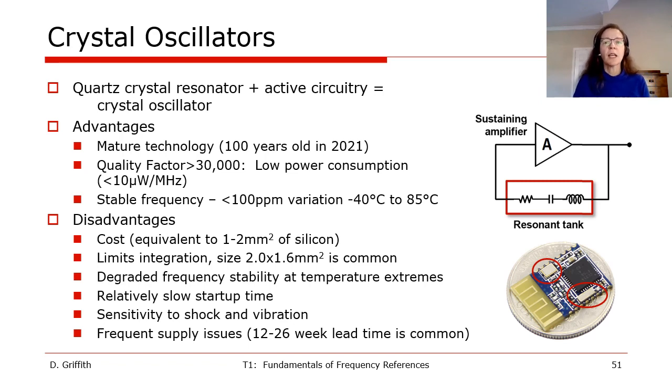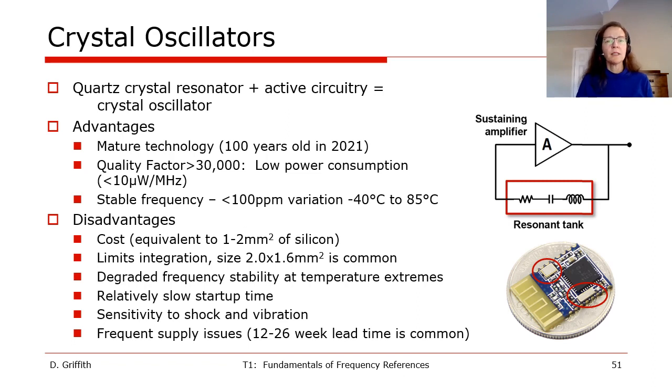Next, the crystal has a really high quality factor, typically greater than 30,000, which has 2 advantages. First, it enables very low power consumption for the oscillator of less than 10 microwatt per megahertz in commercial products, and in some cases much less. Second, it has a very stable oscillation frequency, as mentioned in the previous 2 slides, with less than 0.01% frequency variation over 100 degrees C.